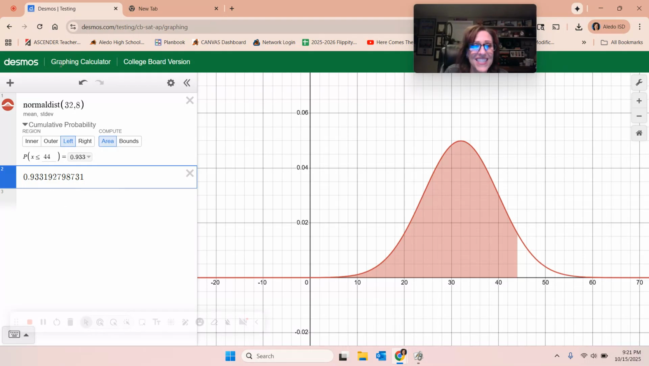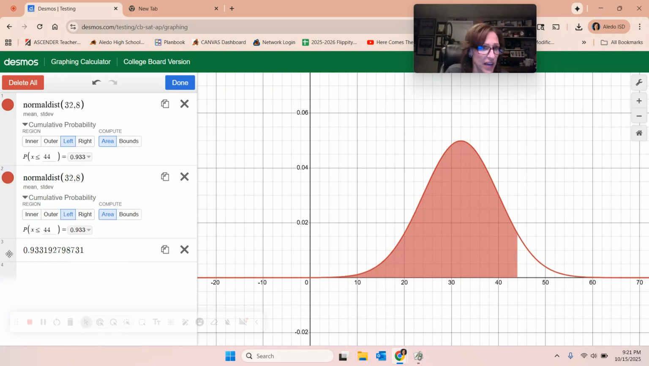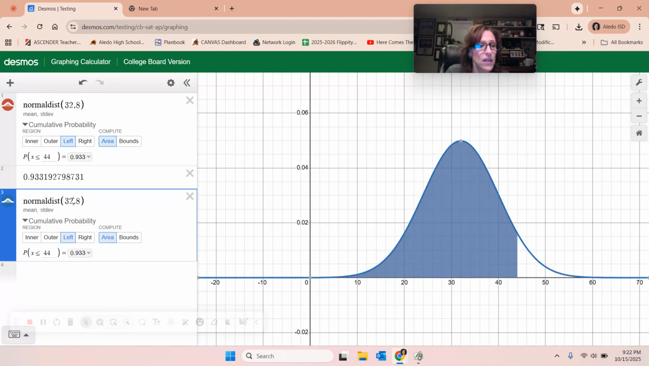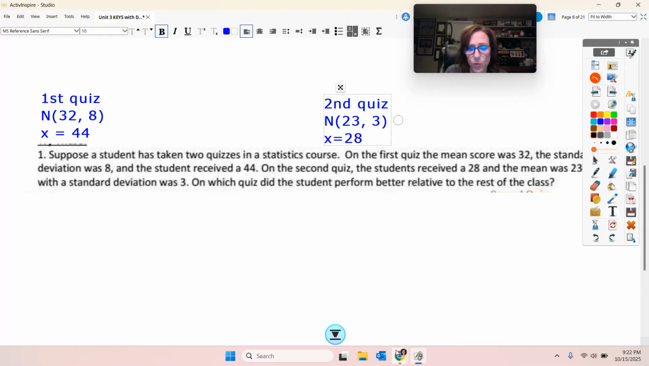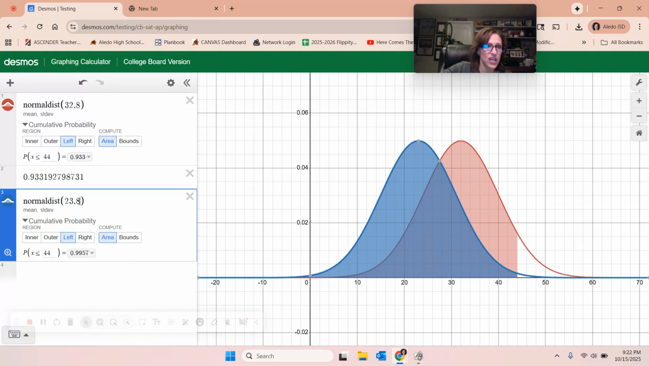Now, what this is not giving you is that standardized z-score. We have a percentile, but we don't have a standardized z-score. Let's take a look at the second quiz. I'm going to click that and hit copy because I want to copy this value, and move it up here. We want to do the second quiz, and I'm going to color it a different color. Our second quiz had a mean of 23 and a standard deviation of 3. So here we go, 23 with a standard deviation of 3.